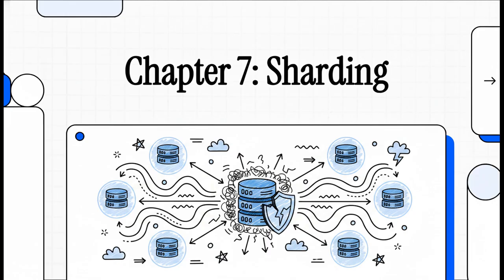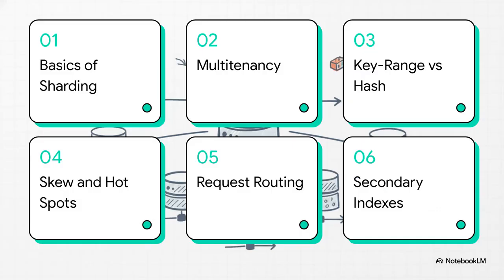You can't just keep upgrading to a bigger machine forever. So today, we're going to map out the solution to that exact problem. We are diving into the fundamental concept of database sharding, or what we like to call the architecture of infinite scale. Here's a quick roadmap for today. We'll be hitting the basics of sharding, multi-tenancy, key range versus hash partitioning, how to handle skewed hotspots, request routing, and finally, the ultimate headache, secondary indexes.